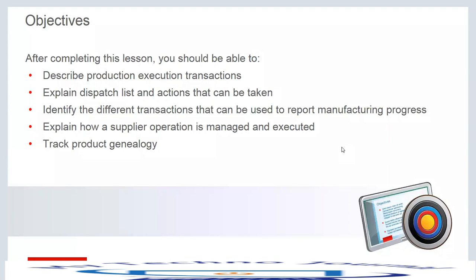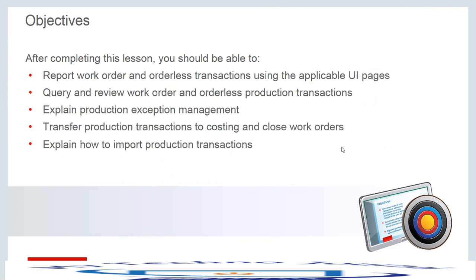So we'll describe the production execution transactions. We'll explain about the dispatch list and different actions that can be taken. And we will identify different transactions that can be used to report manufacturing progress. Explain how a supplier operation is managed and executed. So if you have an OSP work order, wherein you have a work order and one of the operations is OSP, outside processing, how do we do that? And track product genealogy. These are the different objectives.